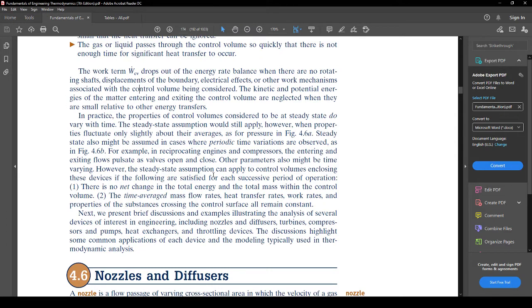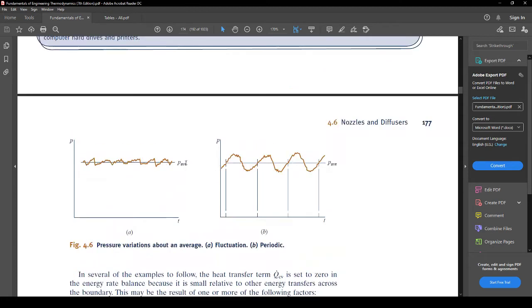It says in practice, the properties of control volumes considered to be at steady state do vary with time. The steady state assumption would still apply, however, when properties fluctuate only slightly about their averages, as for pressure in the figure. So essentially they're showing this figure right here.